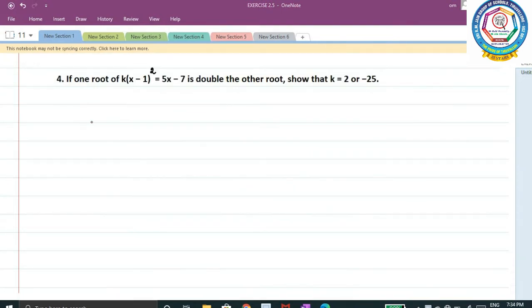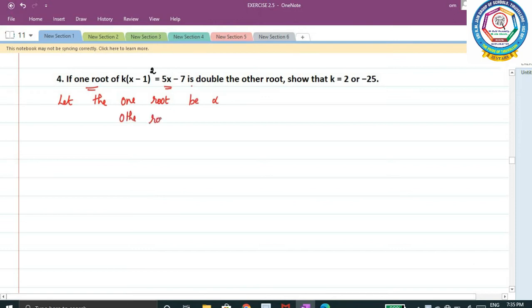Sum number 4. If one root of k into x minus 1 the whole square equal to 5x minus 7 is double the other root, show that k equal to 2 or minus 25. So here one root is equal to double the other. We don't know what that root is, so let one root be alpha. The other root is double, so 2 alpha.